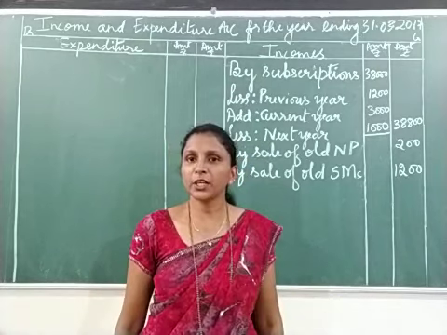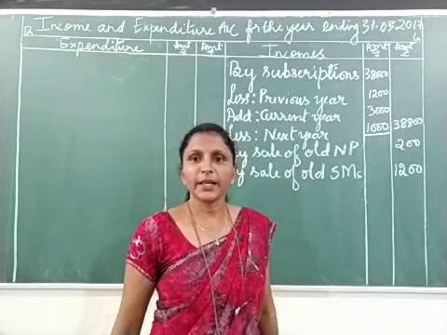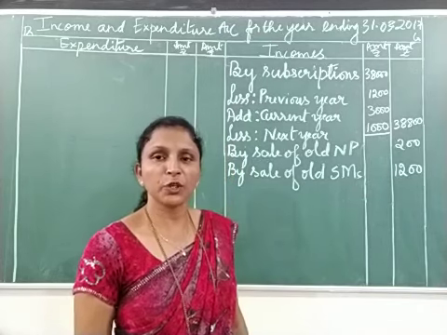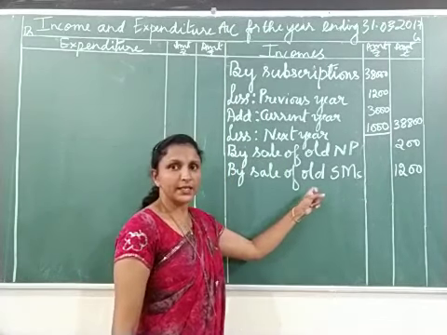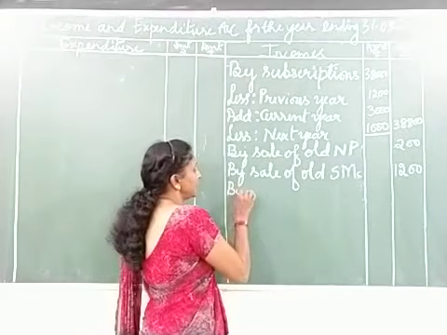Next one, rent. Is it a revenue item or capital item? Is it paid regularly or very rarely? It is paid regularly. So what do we have to write? It is considered a revenue item. So on the opposite side, by rent.